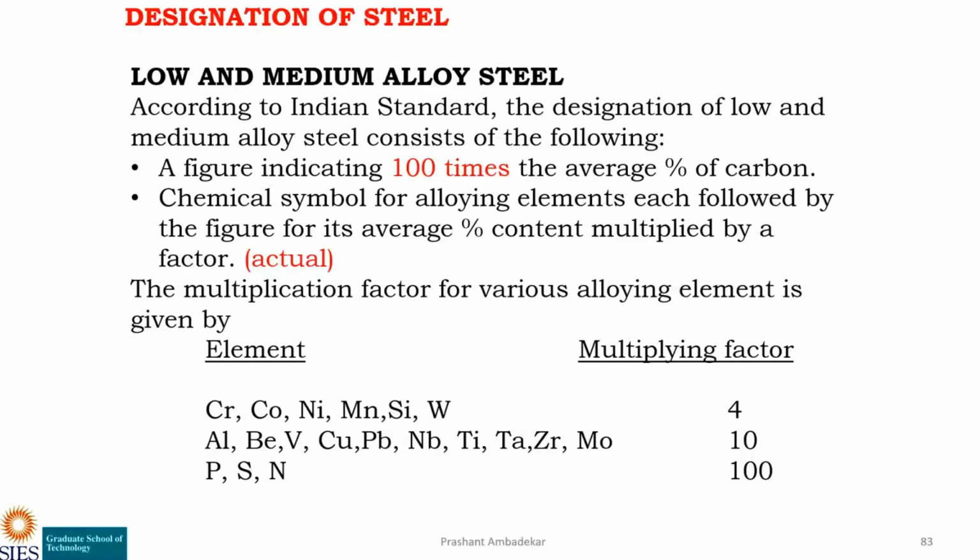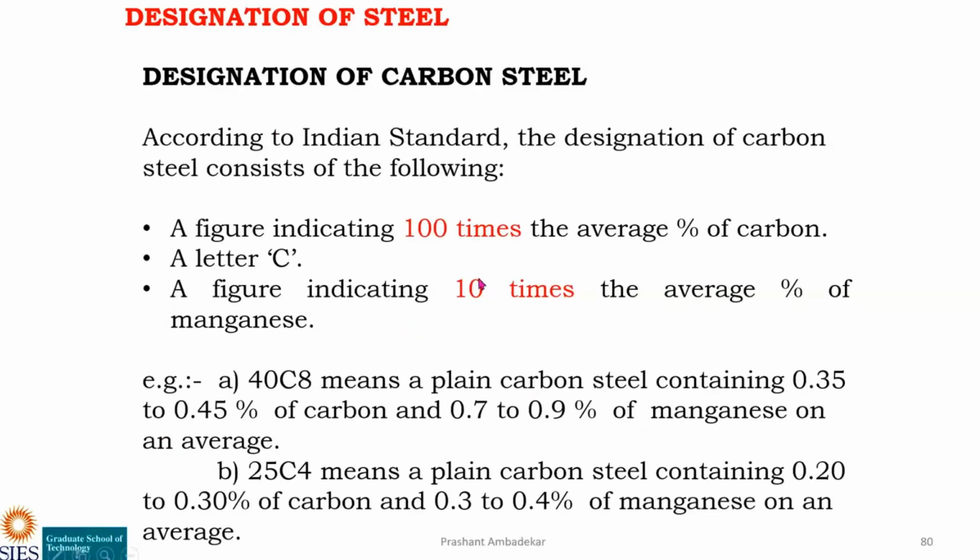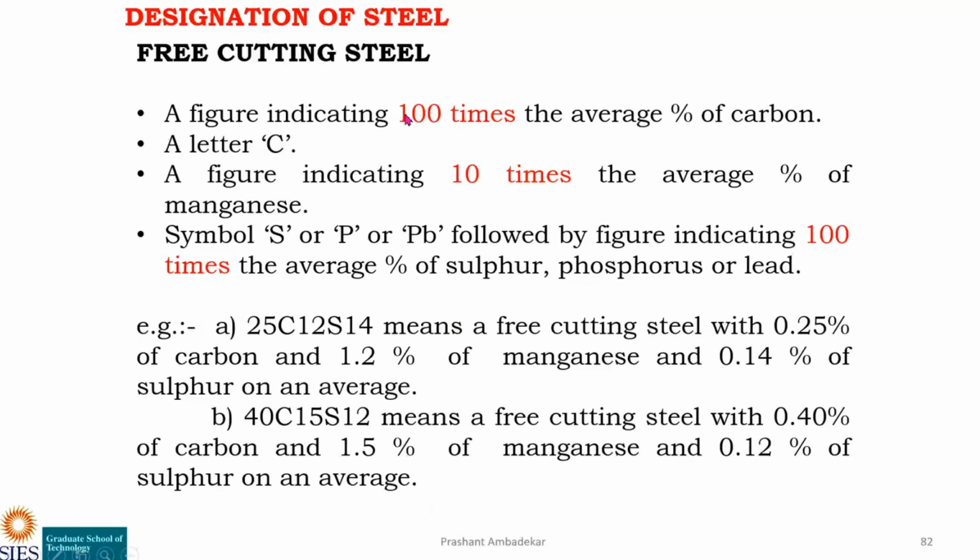Again, to distinguish between plain carbon and free cutting steel, we have the added element written as P or something like that, and the content is how much? It is 100 and 10. You can remember it like this. First is 100 and then 10 in plain carbon steel. And here, it is 100, 10 and again 100. So this way you can remember.